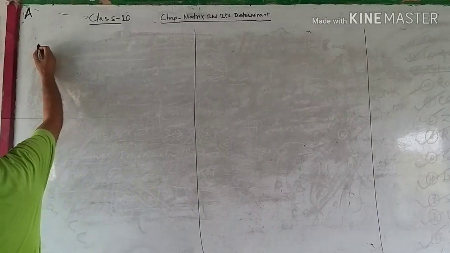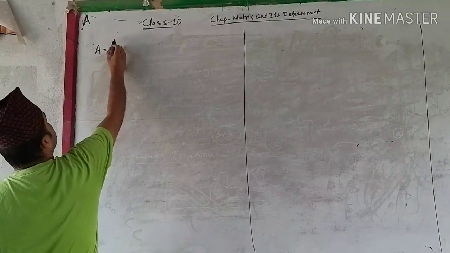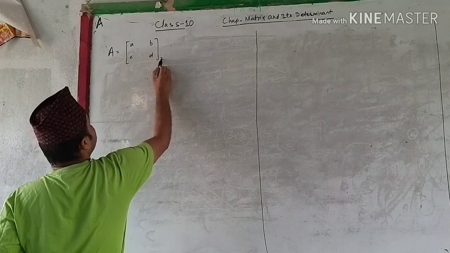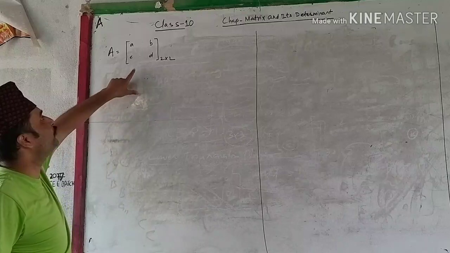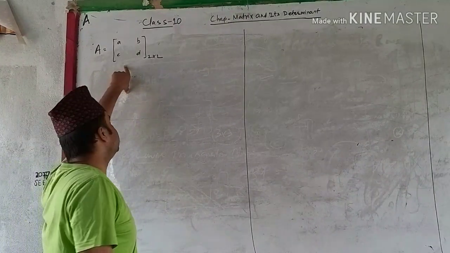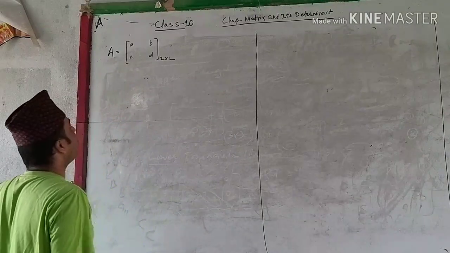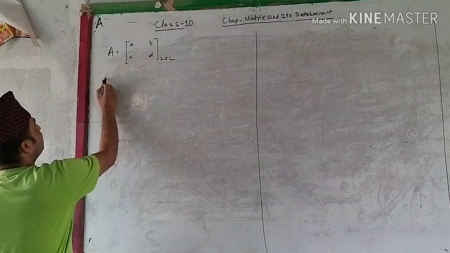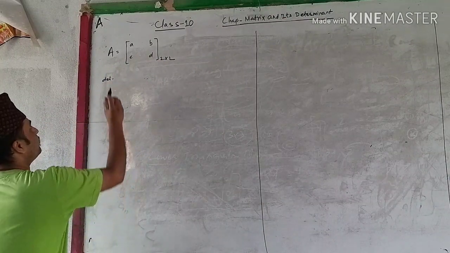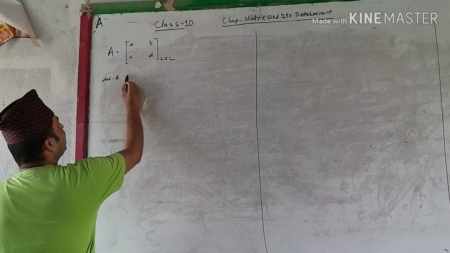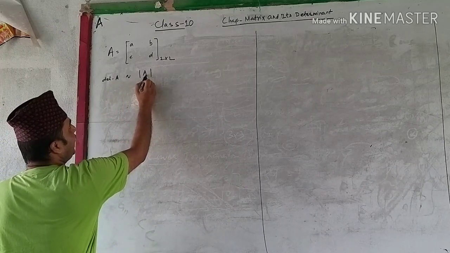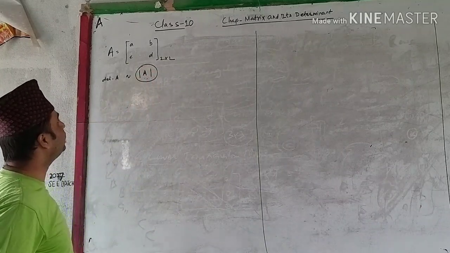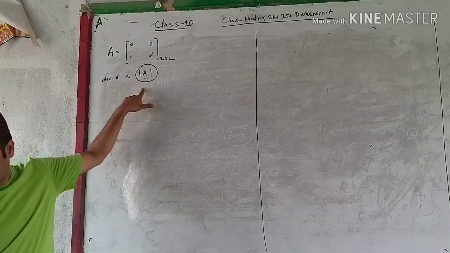Suppose we take this matrix A with elements a, b, c, d. This is a matrix of order 2 by 2. How do you find the determinant of the given matrix? First of all, how do you write it? In short, you say the determinant of matrix A, or you can put two parallel lines with A in between them. This is the determinant of the given matrix, also called the mode of the matrix.